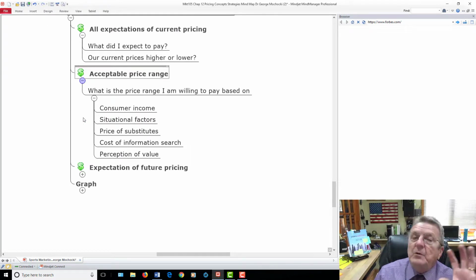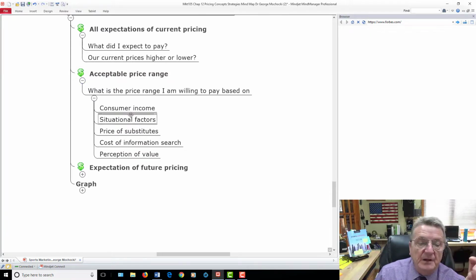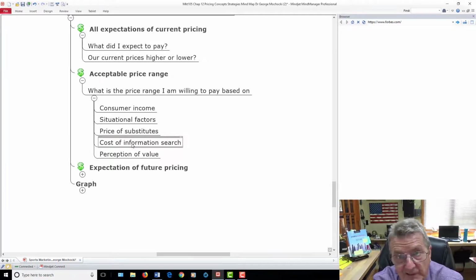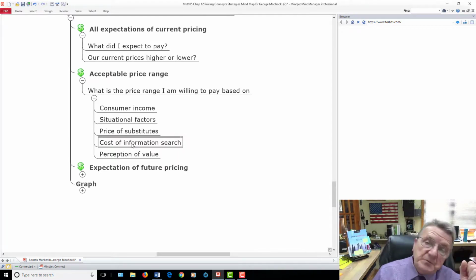Acceptable pricing. We know how much we're willing to spend for a certain thing. It depends on my income and situational factors. I have a job. I worked overtime. Substitute goods, what other sports I could go into. Cost of information search, the Internet does that for me. I can find out different prices. And perception of value.